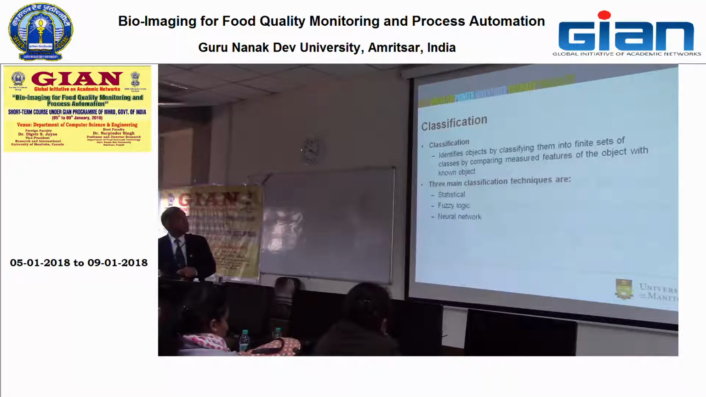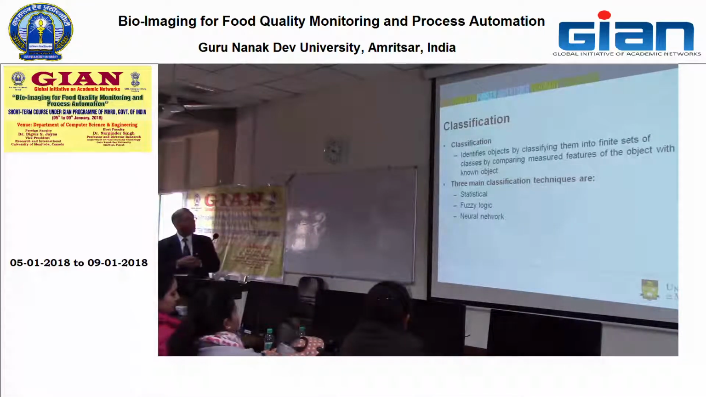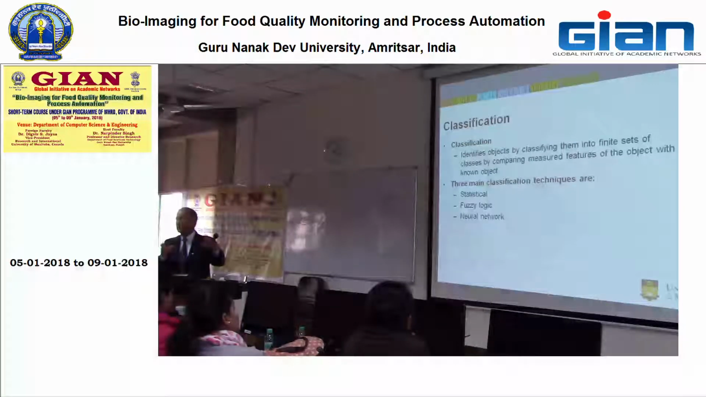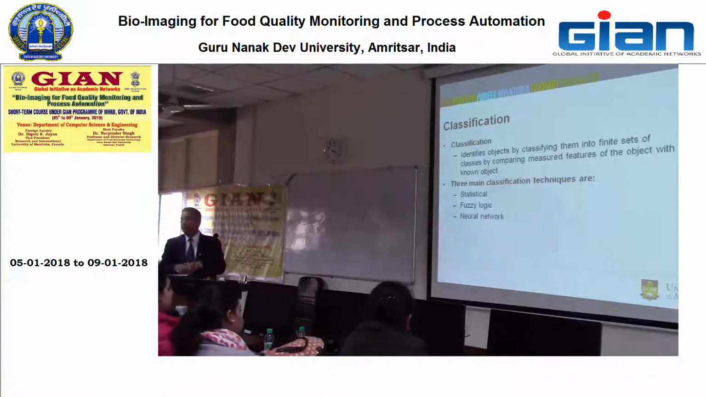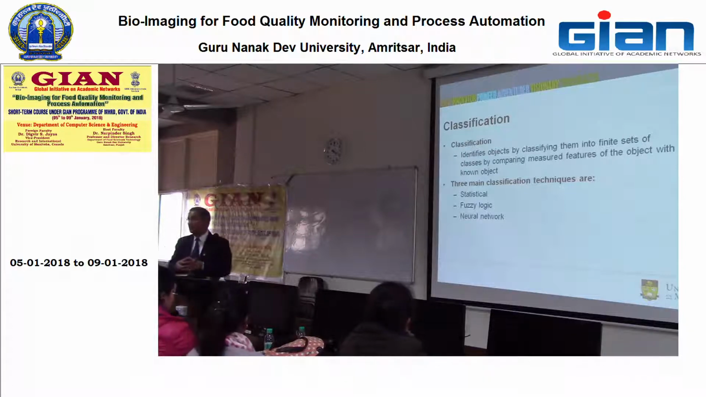So you identify the object by classifying it into finite sets of classes, by comparing the measured features against the database, which comes from the trained set. The three main classifying techniques are statistical, fuzzy logic, and neural network, and we will touch on both, I think, a lot more on statistical and neural networks on the third day, when we are looking at classification, after we have done the feature part.